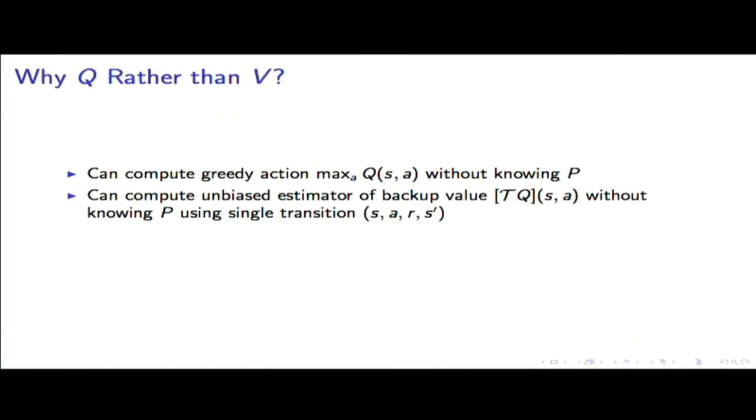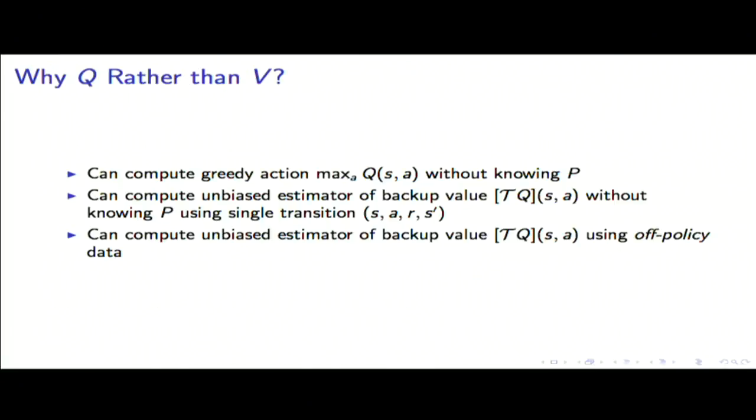There are also a couple of other benefits of using Q functions. We can directly compute the greedy action using the Q function. So a Q function implicitly defines a policy without knowing anything about the transition probabilities. Whereas if we just have a V function, then that doesn't directly define a policy unless we have some other way of maximizing over actions.